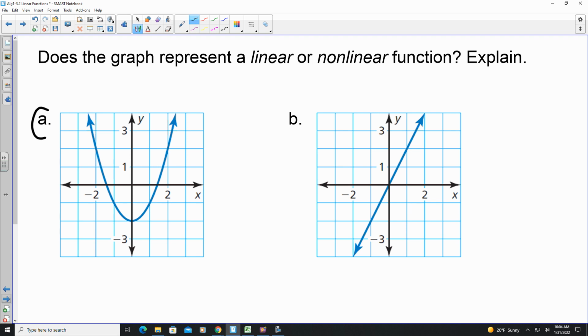So looking at example A, our graph is not a line. It kind of goes down here and it curves back upwards this way. It is not a line, which means that it is non-linear. Looking at example B, we do have a line on our graph, and since we have a line, we can say that for graph B, it is in fact linear.